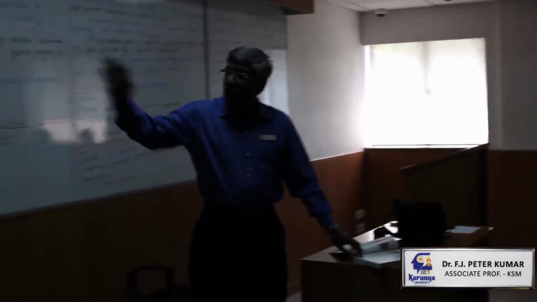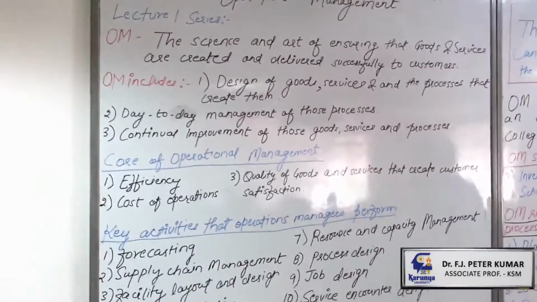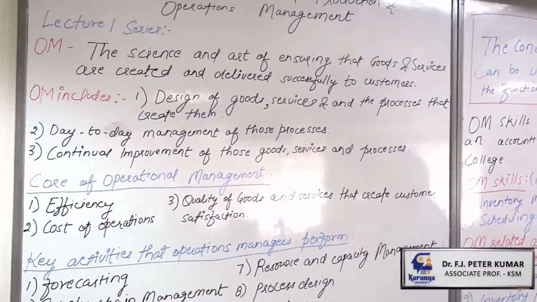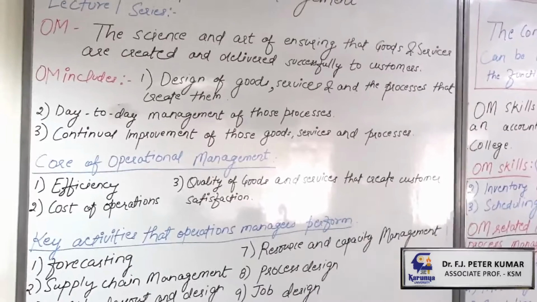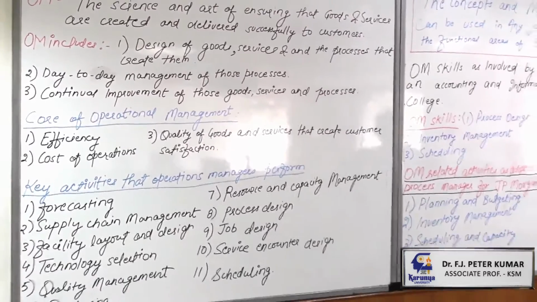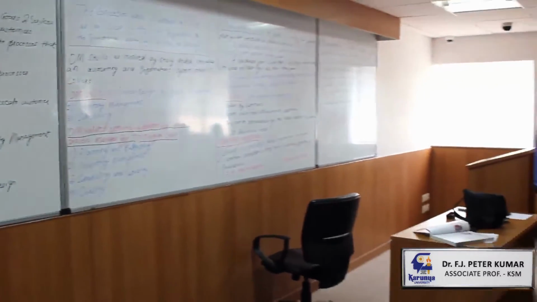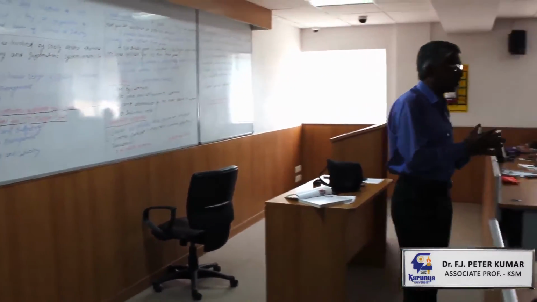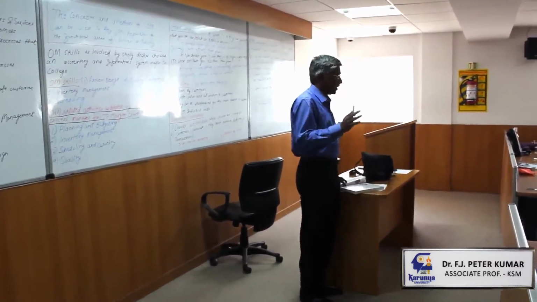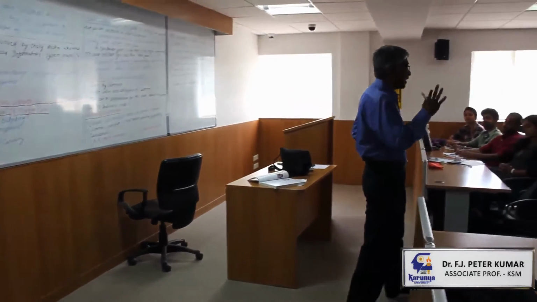So we'll start with the first lecture series: what is operations management? It is nothing but the science and art of ensuring that goods and services are created and delivered successfully to customers. So we know that there are two things happening. One is the goods and another one is the services, right? Both are coupled together. Sometimes goods and services go together when a company has production and operations, or they might go only with services. Okay. So this operations management has to be delivered successfully to the customers.